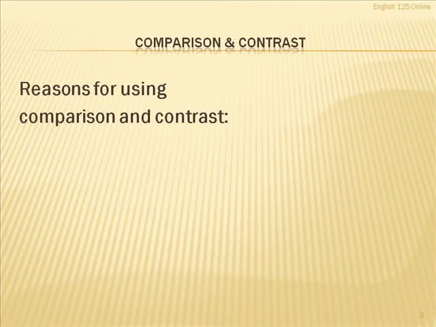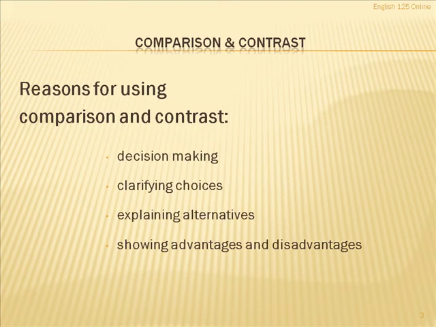What are the reasons, then, for using comparison and contrast? Actually, there are several reasons that we use comparison and contrast. It can be used for decision making, for clarifying choices, for explaining alternatives, for showing advantages and disadvantages. Now, we do this in everyday life, and you may not be aware that you're doing it.